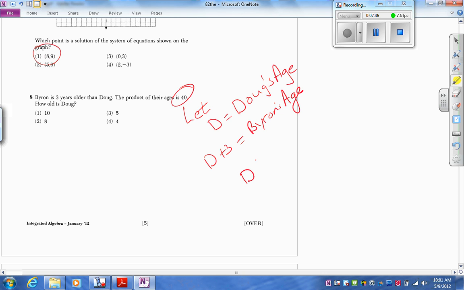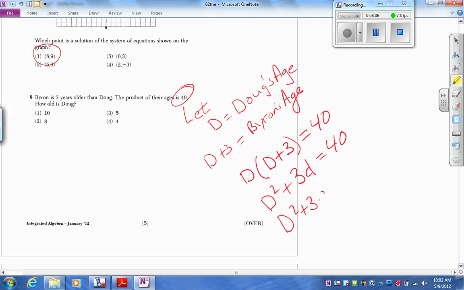So I can take D times D plus 3, and I get 40. By the way, this is a very hard way to do the problem. I'm going to show you in a second the easier way. This gives us D squared plus 3D equals 40. Bring the 40 over, I get D squared plus 3D minus 40 equals 0. That's a 0, by the way, not 6. And then my factoring, they multiply to -40, and they add up to +3. That would be, hopefully you got it, plus 8 minus 5.